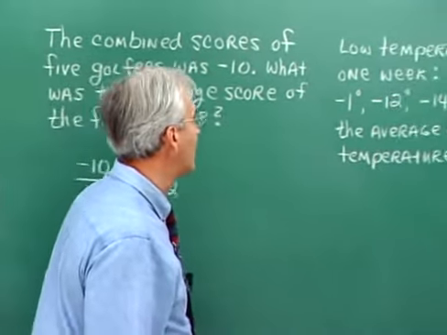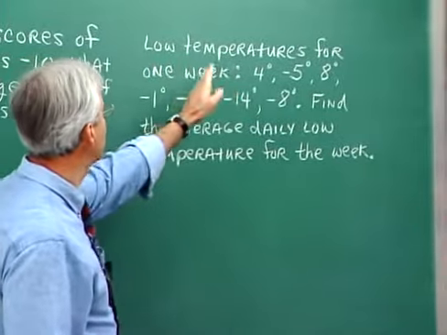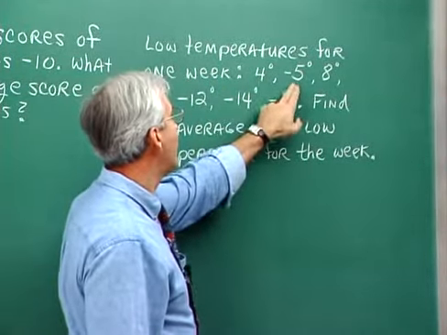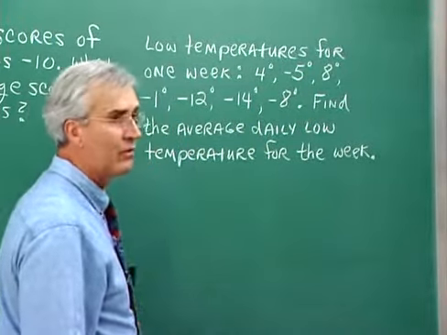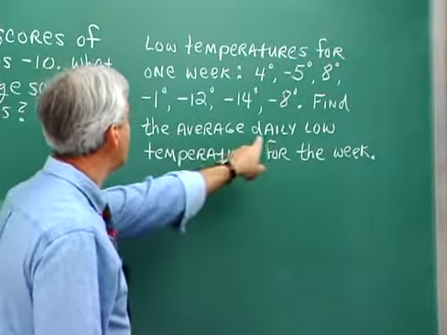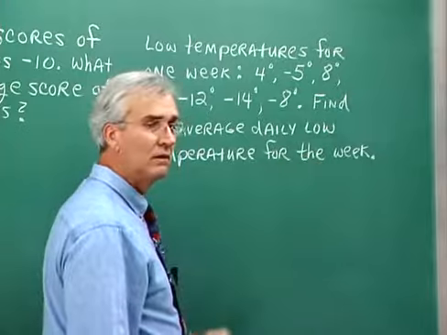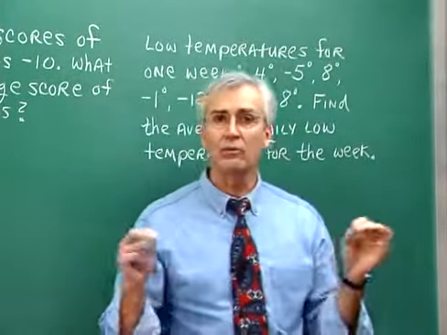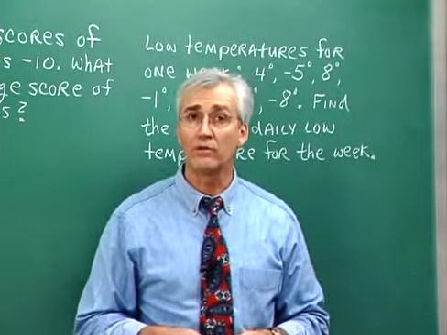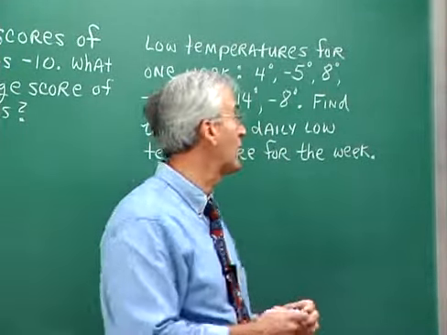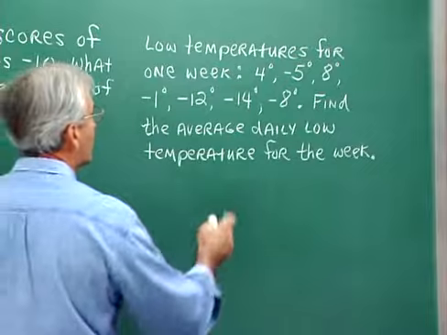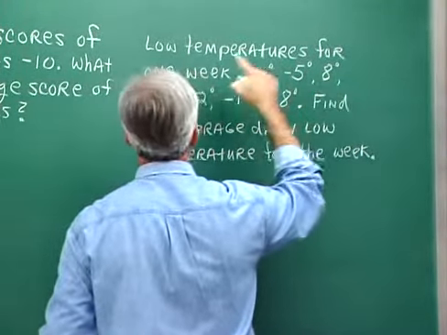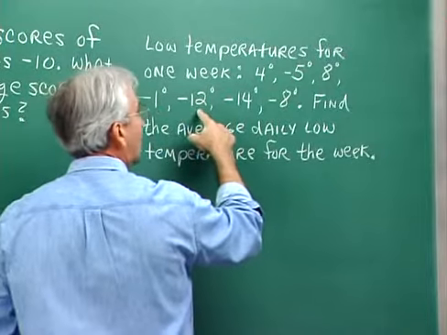Here's another one involving an average. Low temperatures for 1 week are 4 degrees, negative 5 degrees, 8 degrees, and so on through the rest of the week. Find the average daily low temperature for the week. Well, the average temperature is found by adding all the temperature numbers and dividing by the number of numbers we have. We would have 7 of them for the whole week. But let's see, we have to add them. So we're adding 4 and negative 5 and 8 and negative 1 and negative 12.